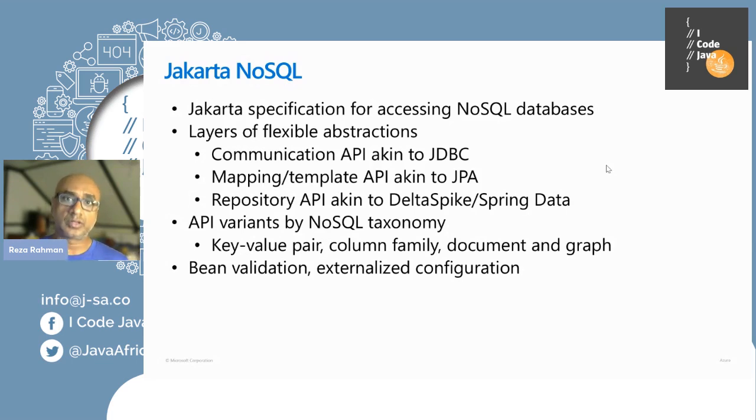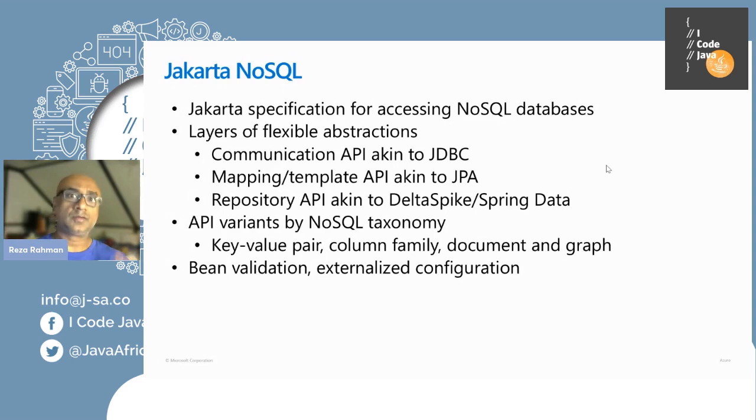Okay, so this is how we can manage complexity and still have a uniform API at whatever level you're talking to a NoSQL database. The first, which is absolutely needed to provide a uniform interface, is a communication API akin to JDBC. A layer above that is a mapping and template API similar to Jakarta Persistence, or JPA. And then above that is a repository API very similar to DeltaSpike or Spring Data, in particular Spring Data JPA is what we're talking about in terms of the repository API.